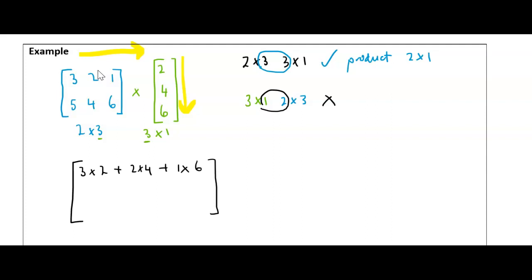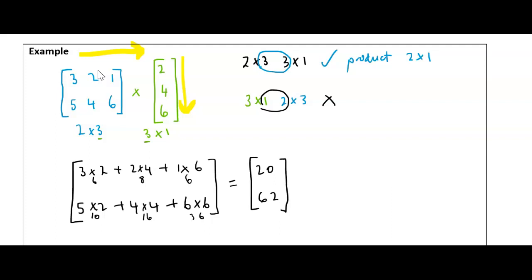So we're going to do 5 times 2 plus 4 times 4 plus 6 times 6. All right, so then you have to multiply them and add them up. So we've got 3 times 2 is 6, 2 times 4 is 8, 1 times 6 is 6. So what's that, 20? Then we've got 10, 16, 36. So what's that, 26, 56, 62?